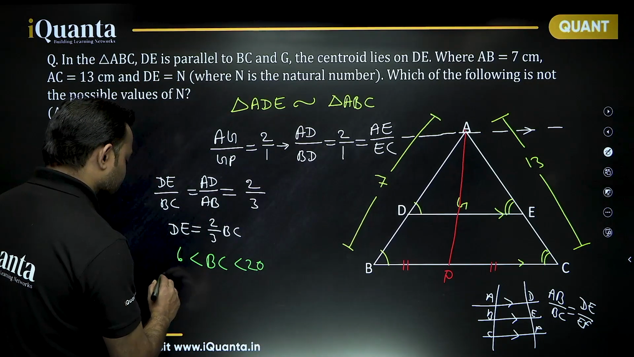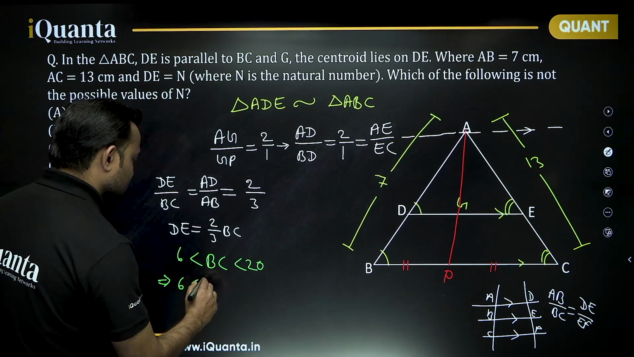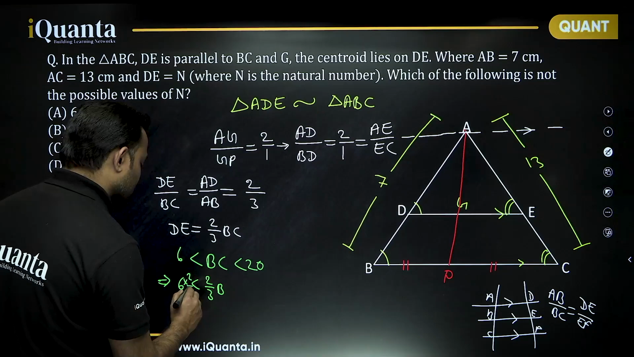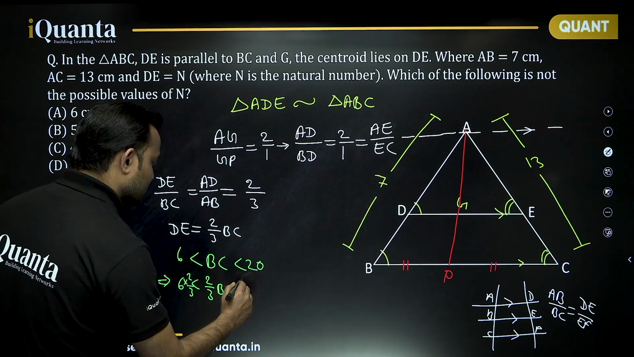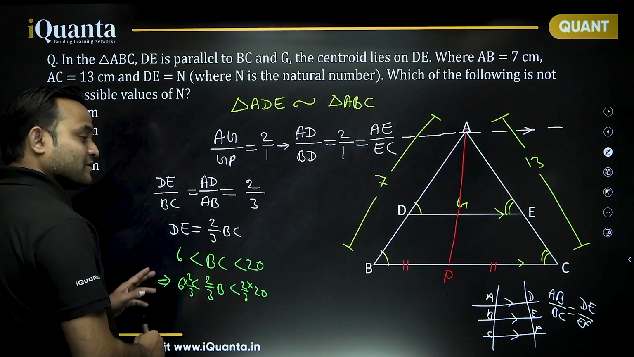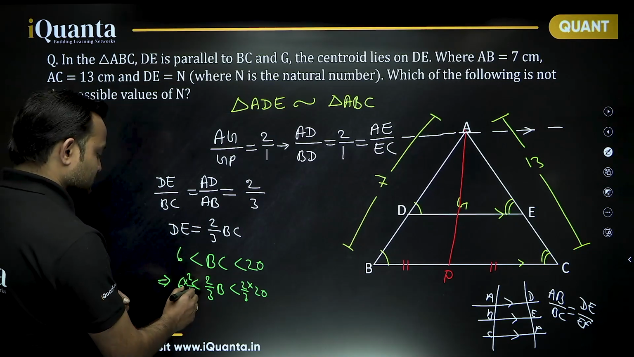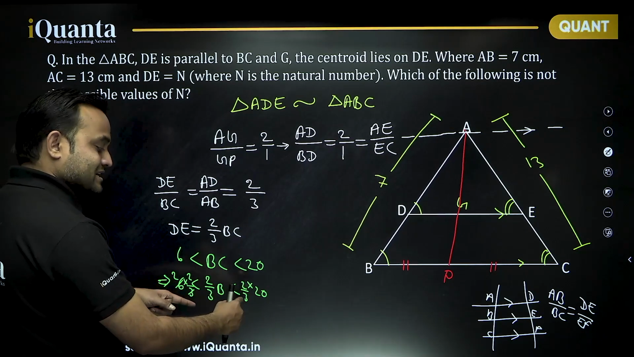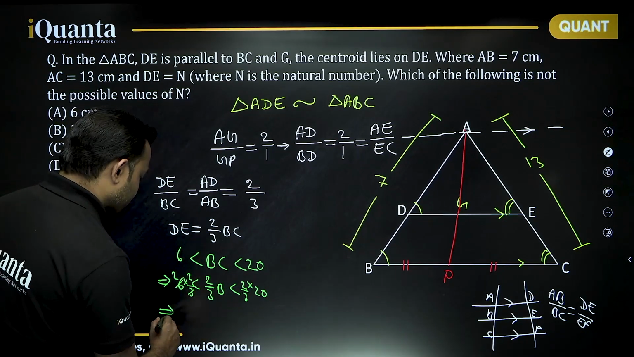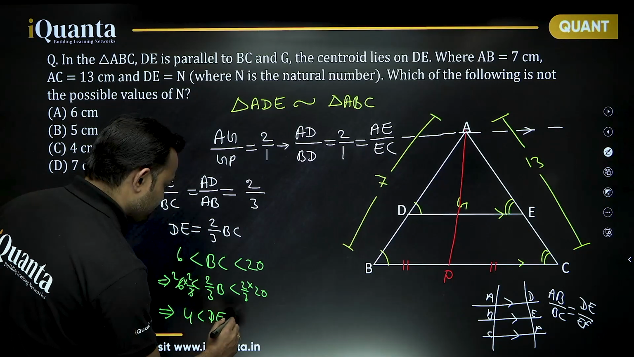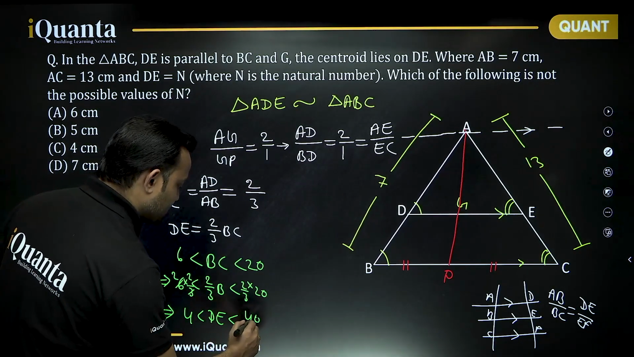That means we can say 6 times 2/3 BC. So we need to multiply 2/3 here. So 2/3 BC will be more than, this is 2 times, so 4, and less than 40 by 3, or we can say DE should be greater than 4 and less than 40 by 3.